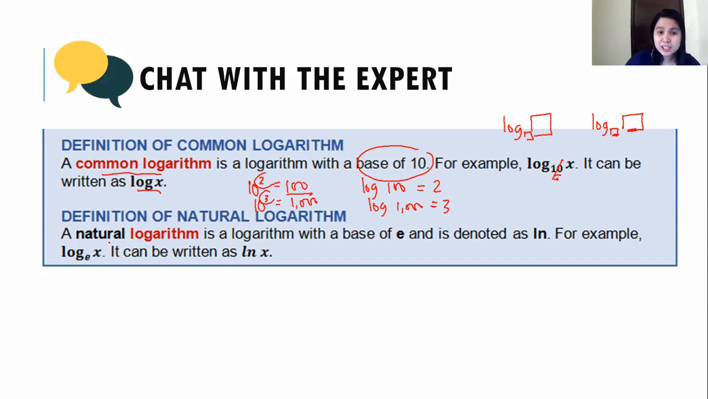We also have the natural logarithm. Now, in the exponential function, the natural exponent is called e. In logarithmic function, the natural logarithm is called ln. Again, it's not in, okay? It's ln. So that will be our natural logarithm. So example, if you have log e of x, you can simply write it as ln of x.